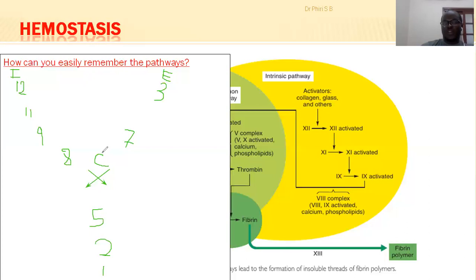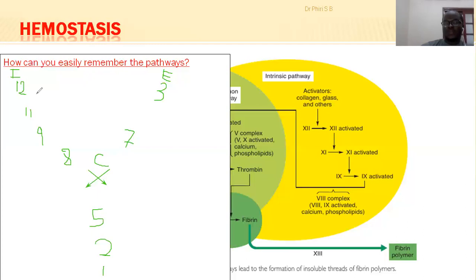Then the extrinsic pathway, how do you remember? You just say 3 plus 7 should give you 10. Then your common pathway, how do you remember it? 5 multiplied by 2 multiplied by 1 will give you 10. So this is the intrinsic pathway, the extrinsic pathway, and the common pathway.